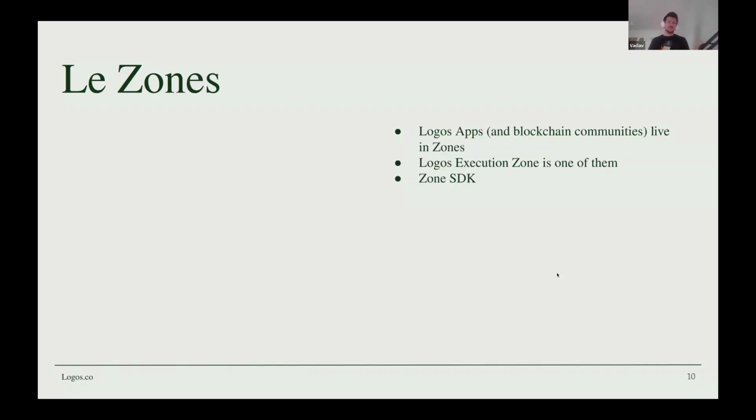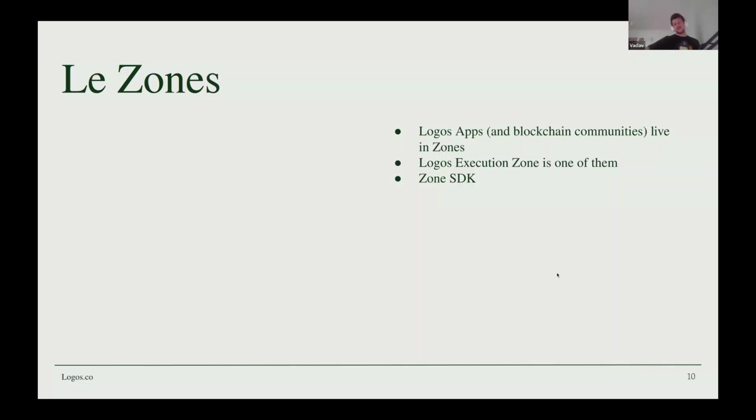Not everybody needs the same transaction throughput or the same validation rules or all of that. So we think that each blockchain community, or network state, or whatever you want to call it, should have their own zone. The apps or programs built on top of Logos would live in those zones. One of them is the Logos execution zone, which we are building as a kind of reference implementation of how we believe a zone could function and be useful, right?